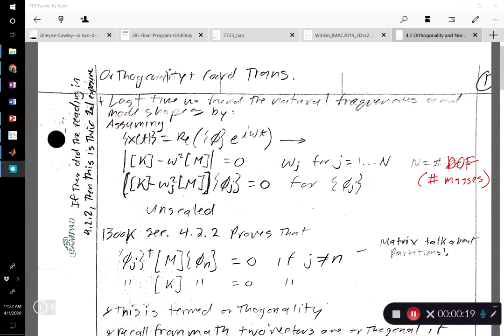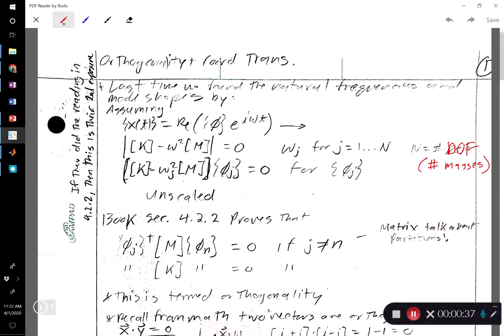So, previously we talked about the fact that by assuming a solution of the form x of t is the real part of some vector phi, e to the i omega t, that if we had just the right frequency, this would indeed be a solution to the system. And importantly then, the response of the first degree of freedom in the x vector was proportional to the first element in phi, and the second one, the second, the third, and so on. So this vector phi gives us the shape of the response of the multi-degree of freedom system.